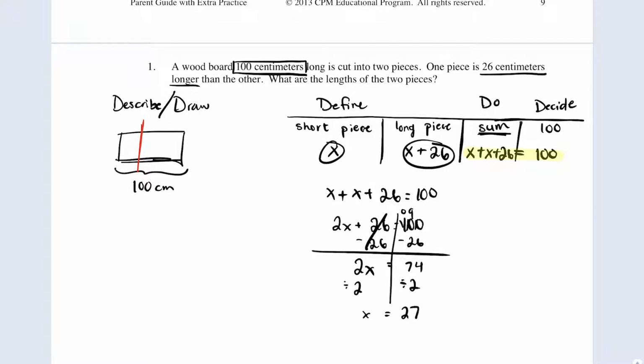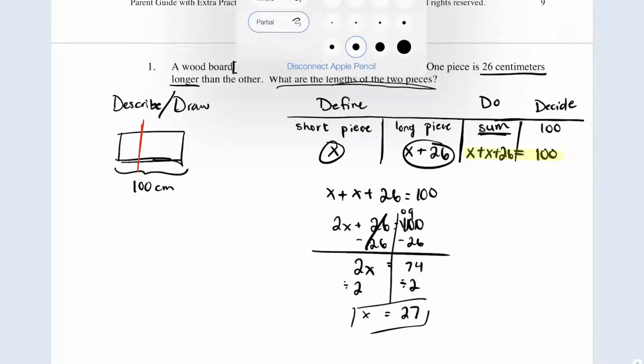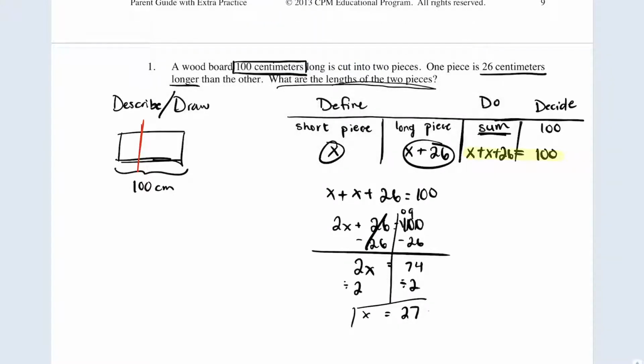Okay, so are we finished? That's the question we should be asking ourselves. Well, let's go back to the question and figure out what they want us to discover. What are the lengths of the two pieces? If you were to just leave your answer like this, you'd probably get some points, but you probably wouldn't get many points because you did not answer what the question was asking you. So we need to determine the lengths of the two pieces.